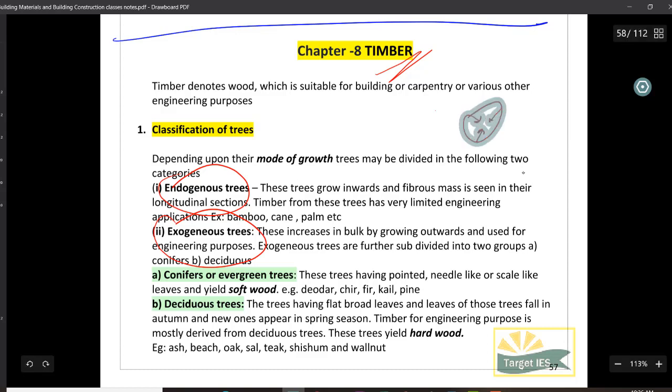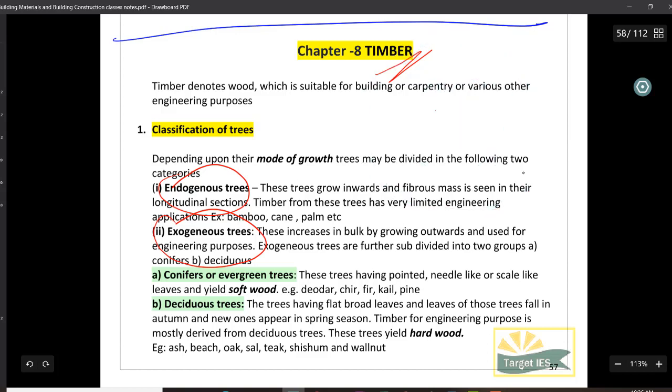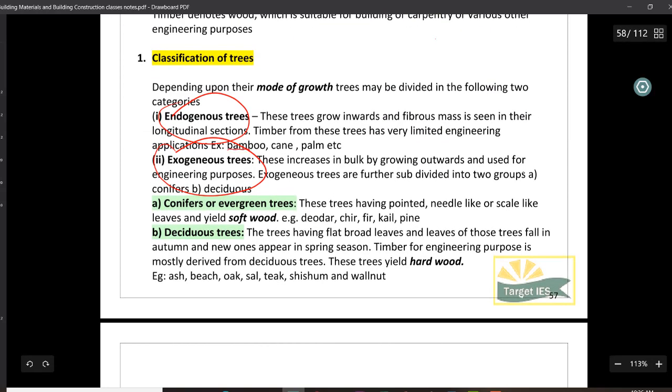But if you see some other tree, for example a mango tree, any tree you have seen at home, the mango tree is the heavy one. It grows outwards, and with respect to time its dimension keeps on increasing. That type of tree we call exogenous. Examples of endogenous trees are bamboo, sugarcane, palm trees, etc.